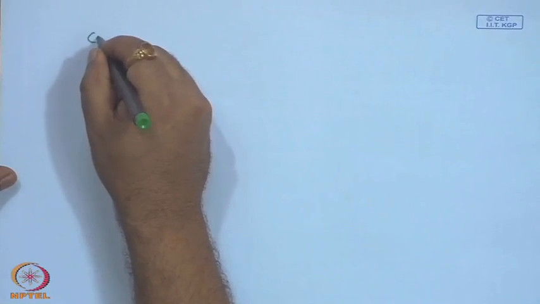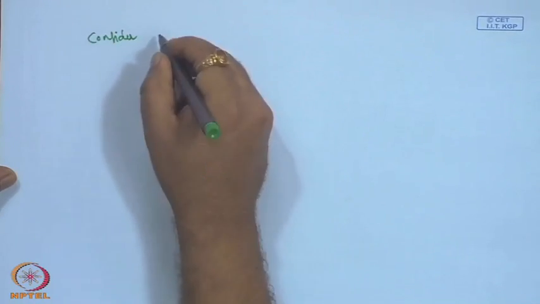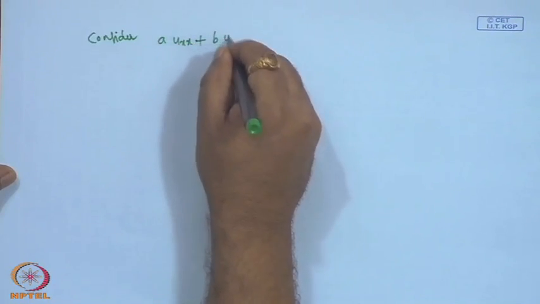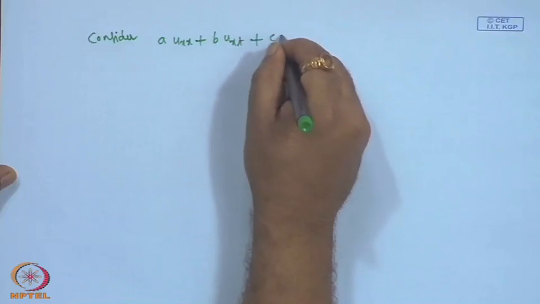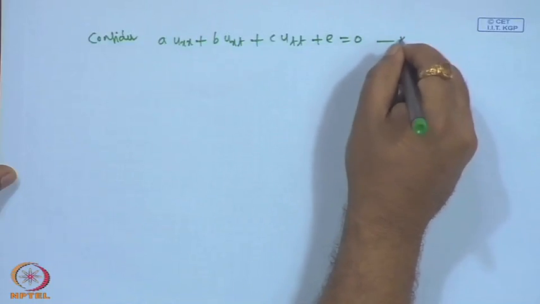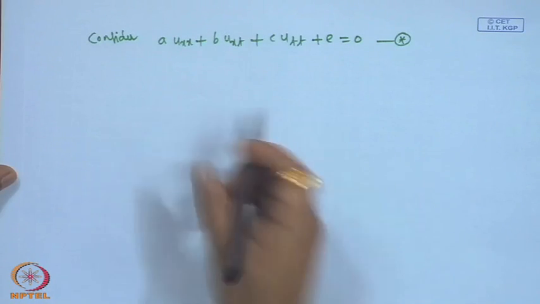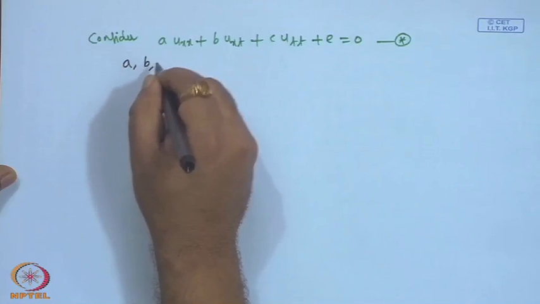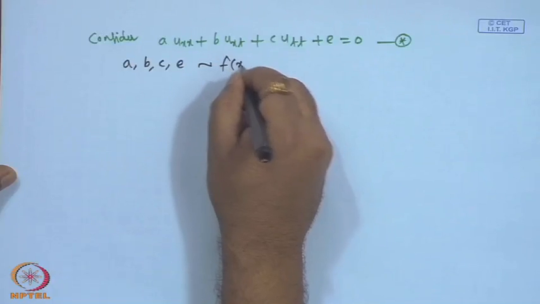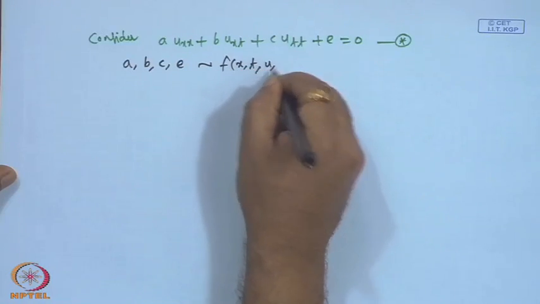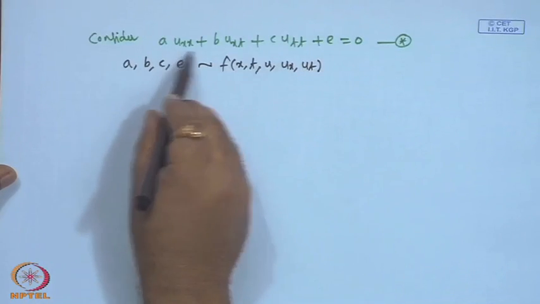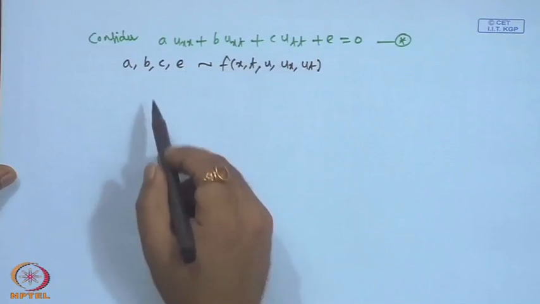So, we consider second order equation, where A, B, C, E all of them are functions of x, t, u, u x, u t. I did not write each one of them, but they are.